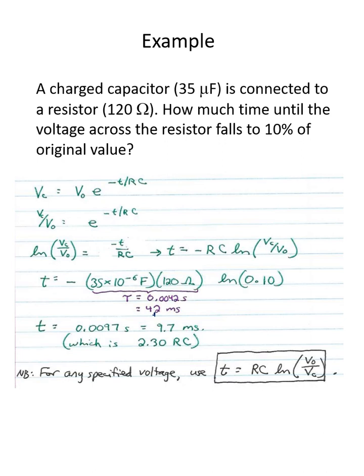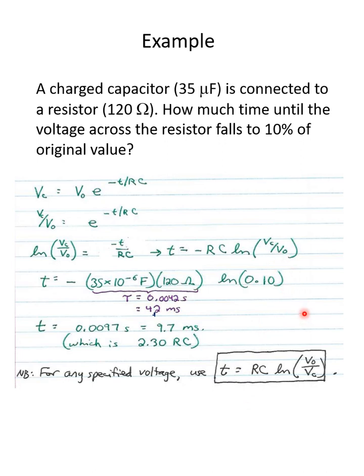All right, so it's 4.2 milliseconds times natural log of 0.1, because VC over V naught is reduced to 10%, and we get 9.7 milliseconds, which, by the way, is 2.30 times the time constant. So our ballpark figure of what timing we could expect was 4.2 milliseconds, and it's going to be more than that, so 9.7 milliseconds. And you should also know this is a useful equation to write down for any specified voltage. So I've already gone through the math here.